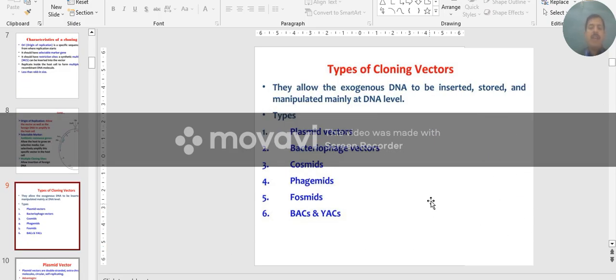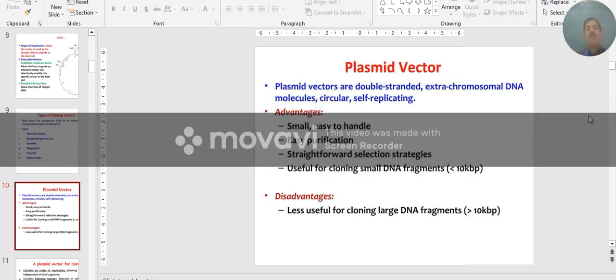Coming to the types of cloning vectors, they could be plasmid derived, bacteriophage derived, cosmids, phasmids, and yeast derived vector molecules. Now let us discuss one by one.